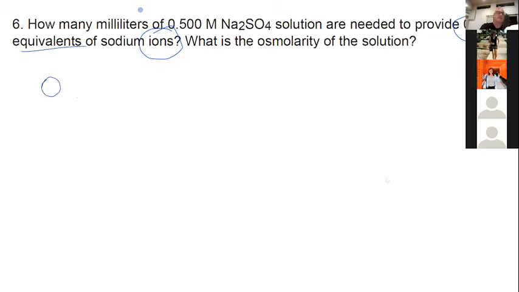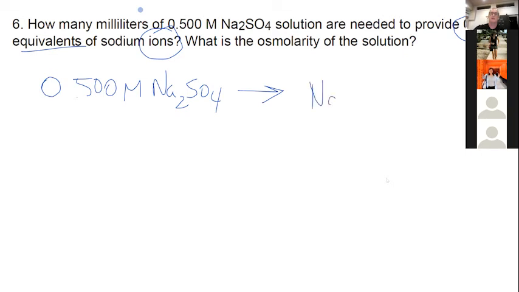So if I have half molar sodium sulfate, what's the concentration of sodium ions in that solution? Remember you had a question similar to this on the exam. What happens to sodium sulfate when you dissolve it in water? What does it make? Sodium ions and sulfate ions. Right, it makes sodium ions and it makes sulfate ions. And they're both aqueous.